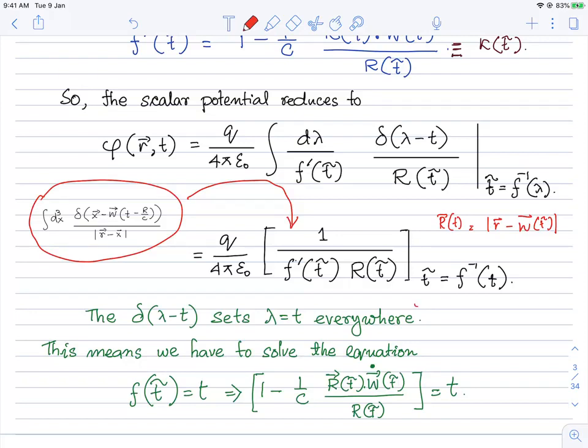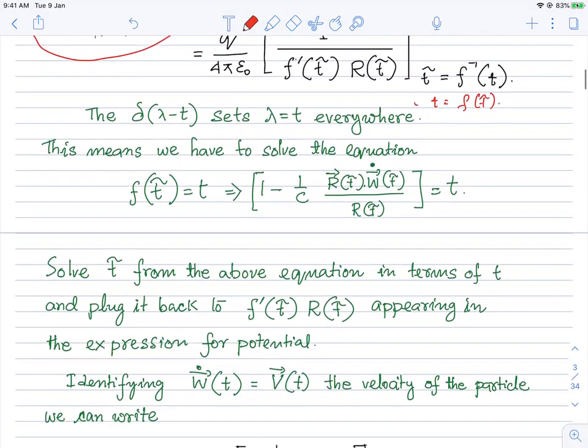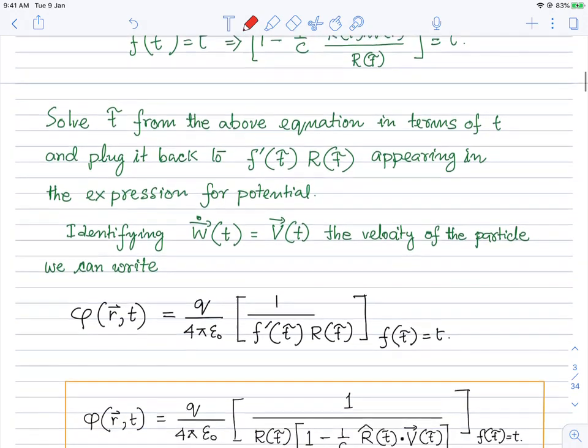And this equation we can also write as t equal to f of t tilde, right? That is the same thing as this one, and this is the equation that we have to solve. So very good, we'll just remember this, and we will proceed with the expression.